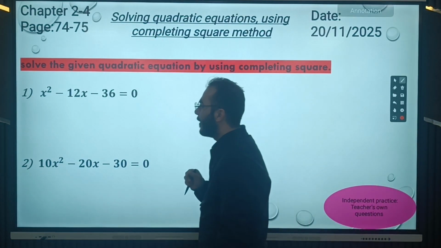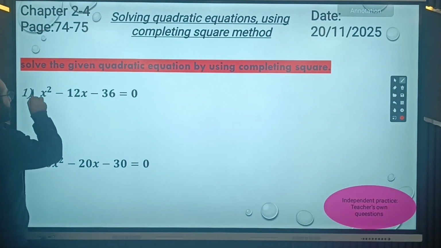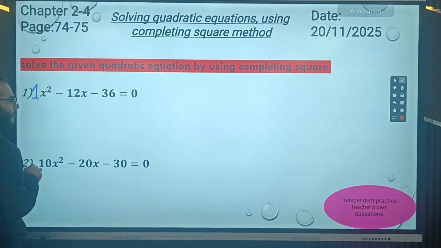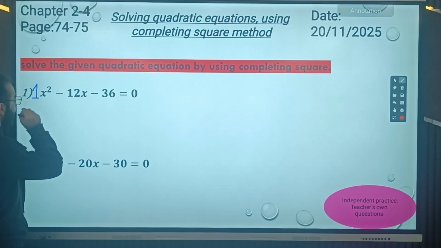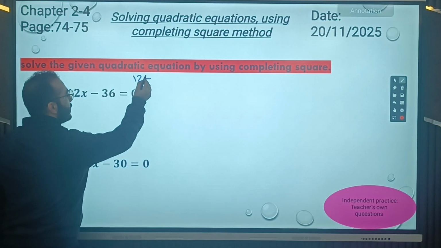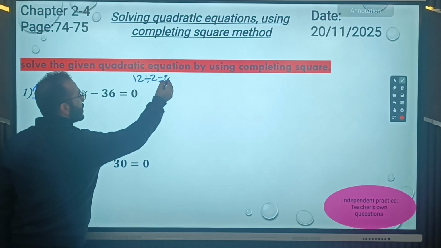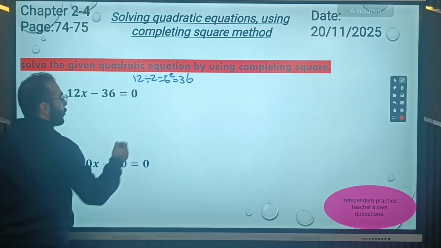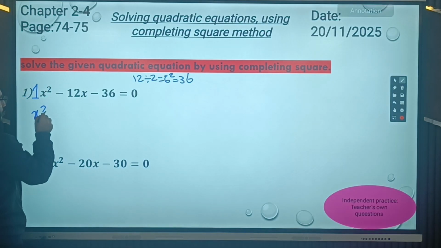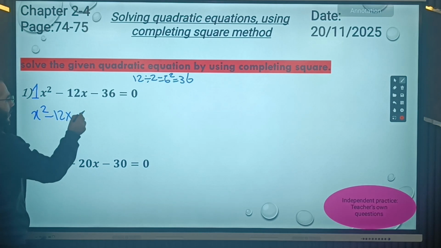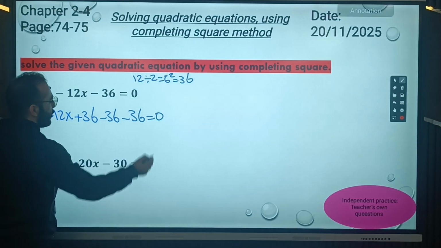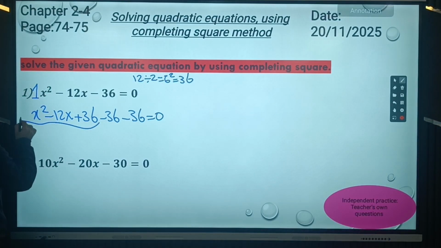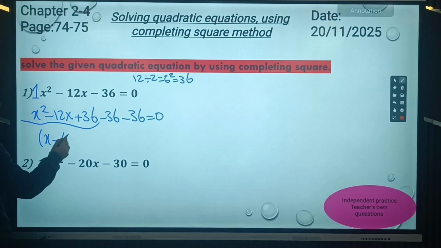x² - 12x - 36. The coefficient of x² is 1. So go to the second step. The second step says the coefficient of x divided by 2. 12 divided by 2 is equal to 6. Powered by 2, 36. So we need to add 36. x² - 12x + 36 - 36 - 36 originally from the question. Okay, the first three will make a perfect square form. (x - 6)².